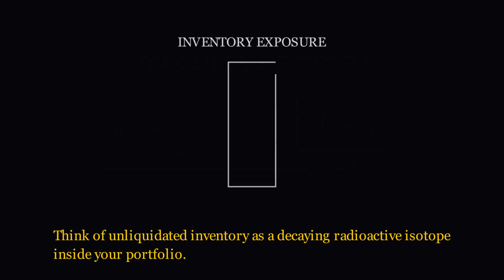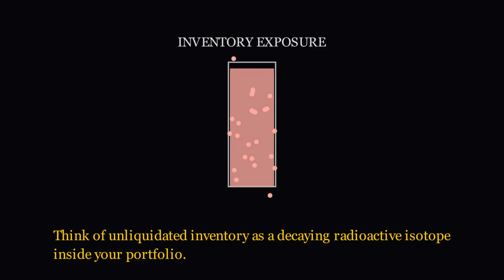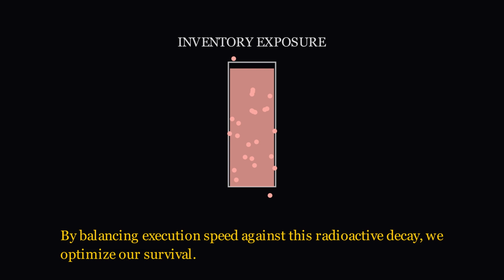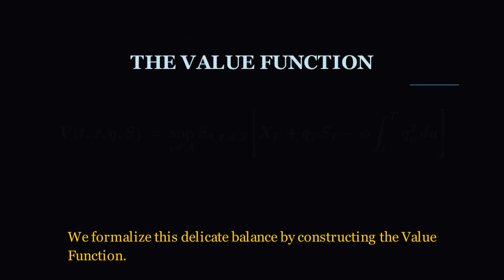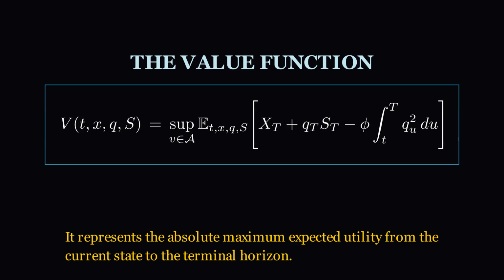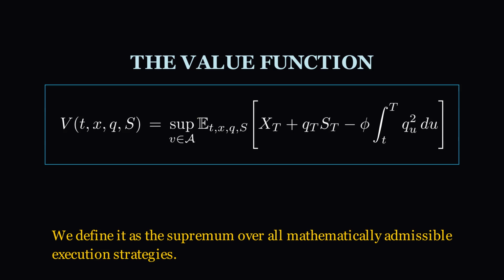Think of unliquidated inventory as a decaying radioactive isotope inside your portfolio. The longer you hold it, the higher the probability that a toxic volatility shock destroys your capital. By balancing execution speed against this radioactive decay, we optimize our survival. We formalize this delicate balance by constructing the value function. It represents the absolute maximum expected utility from the current state to the terminal horizon. We define it as the supremum over all mathematically admissible execution strategies.